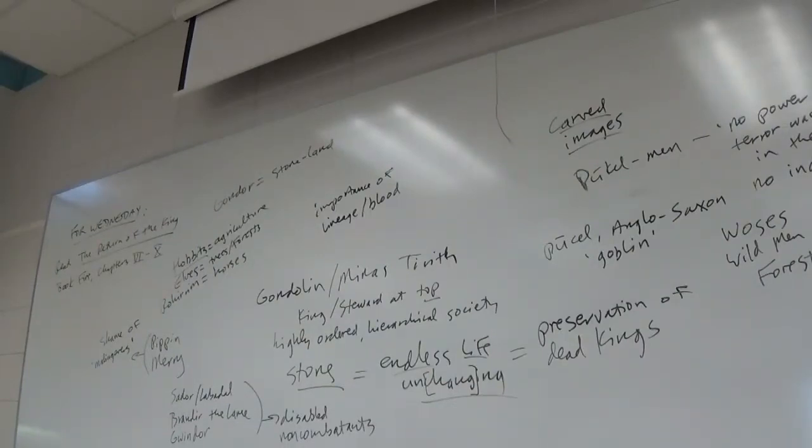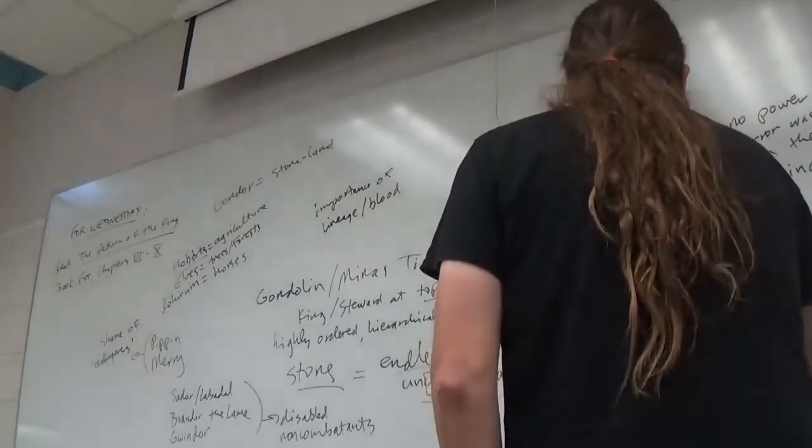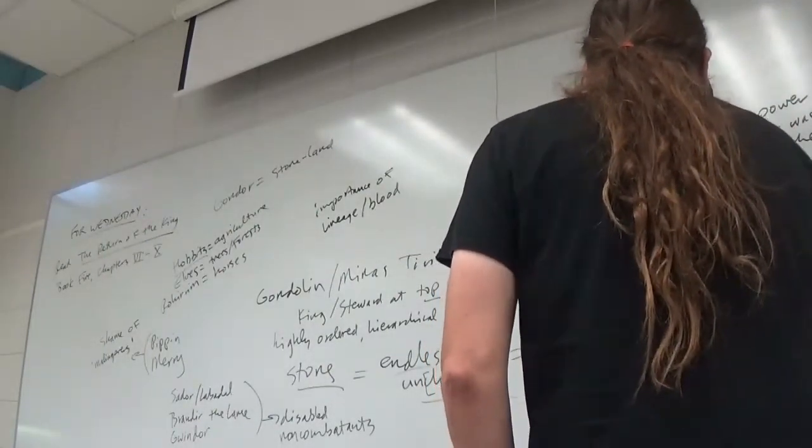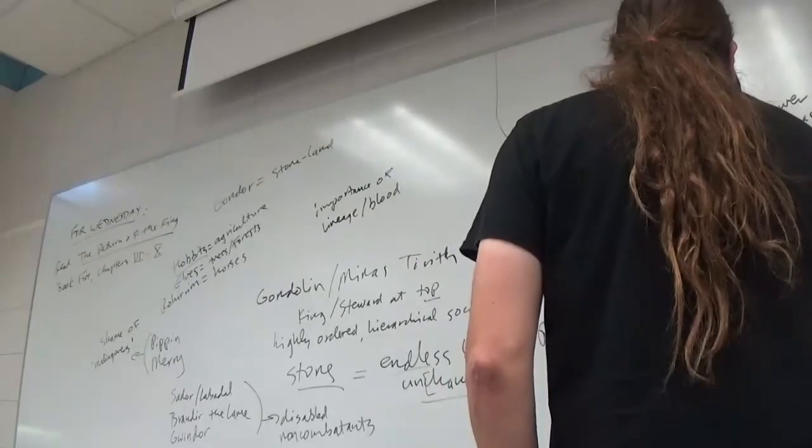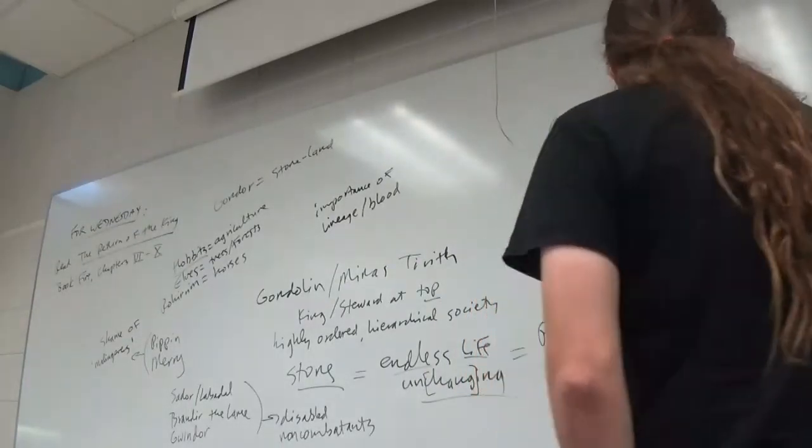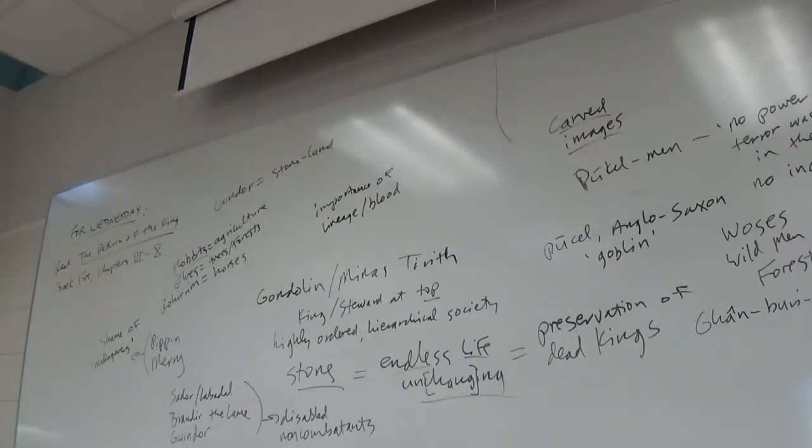So what do you think is going on here? Why do you think that this figure, Ghân-buri-Ghân, the chieftain of this particular tribe of Woses, is connected here to these Pukel-men?